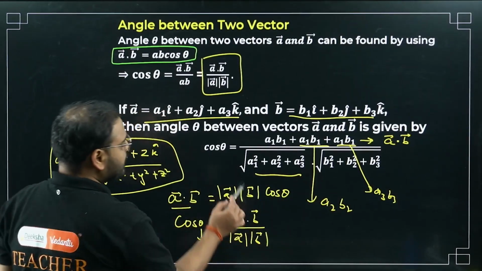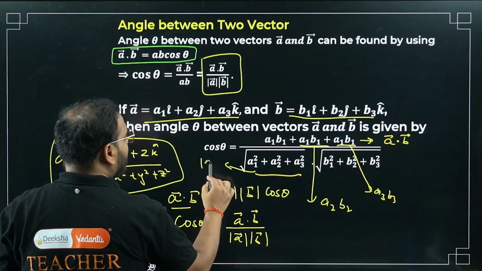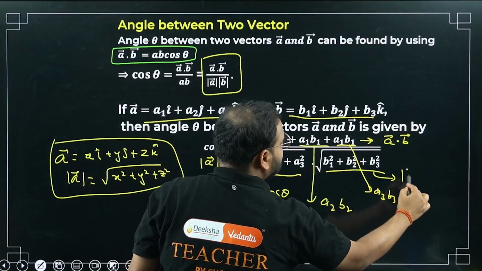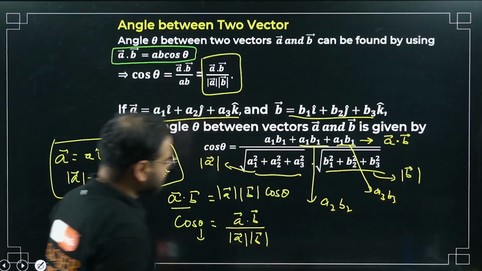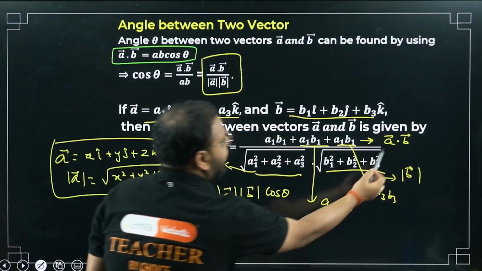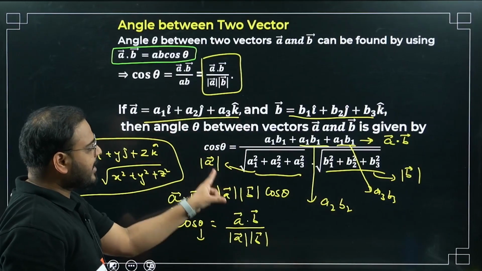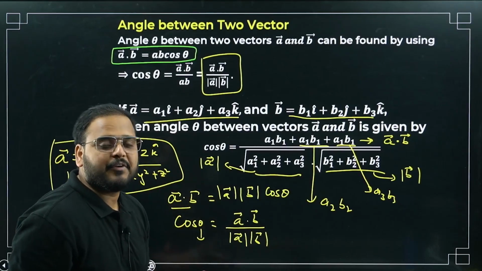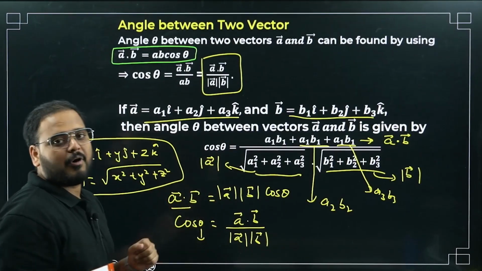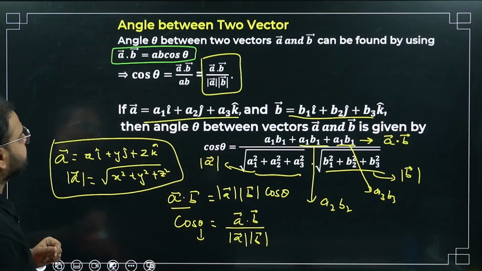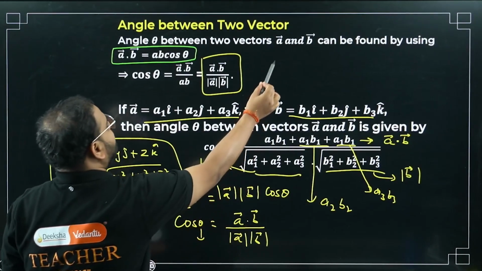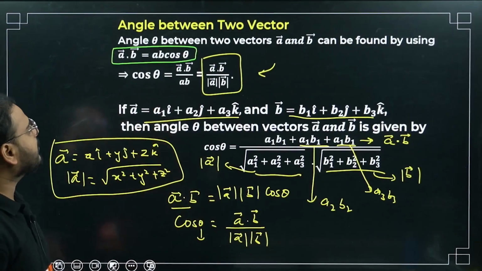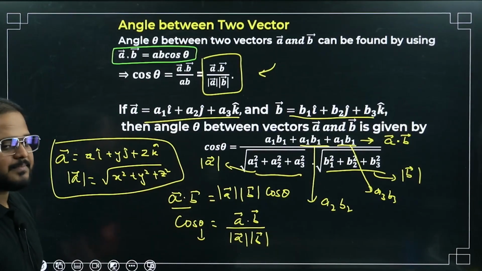So this represents the magnitude of the vector A, and this represents the magnitude of the vector B. Same thing I've written over here. The numerator is A dot B. The denominator is the magnitude of A times the magnitude of B, when the vectors are given in rectangular component form. Just remember this formula. This is more than enough for you; the rest you can get from there only. That's the standard formula for the angle between two vectors.